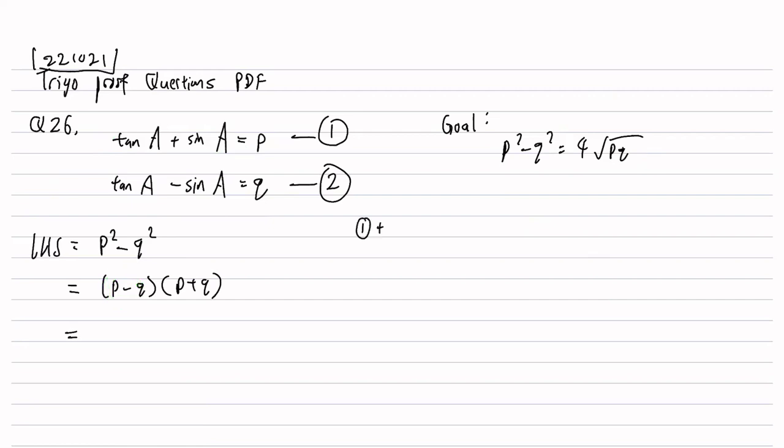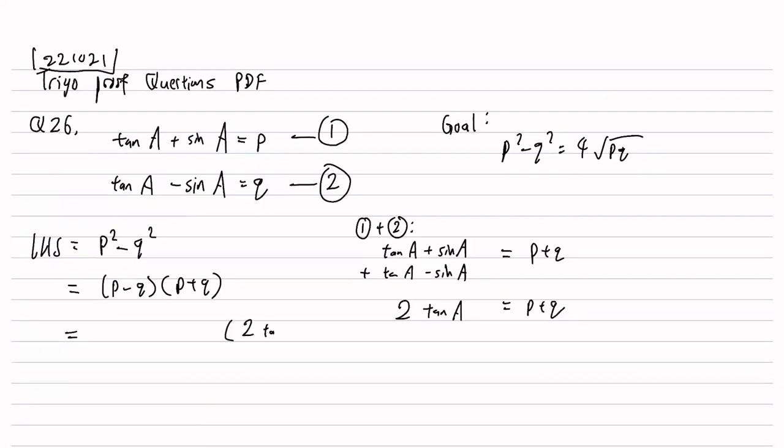Maybe I'll just do it at the side. I take 1 plus 2. What do I get? Tan A plus sine A plus tan A minus sine A, right? On the left hand side, which is 2 tan A. I'll write it on the left hand side of the equation. But on the right hand side, P and Q. P plus Q, exactly. So therefore, we have obtained our P plus Q is just 2 tan A, substitute. But what about if I take 1, I want P minus Q now, so what should I do? 1 minus 2. Very good, exactly. 1 minus 2. Okay, so we'll do that as well.